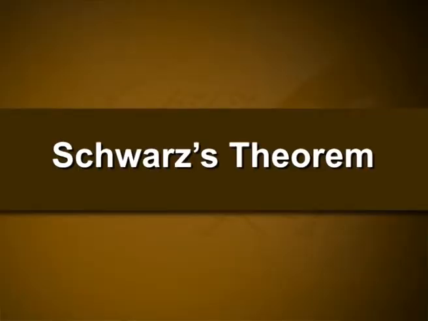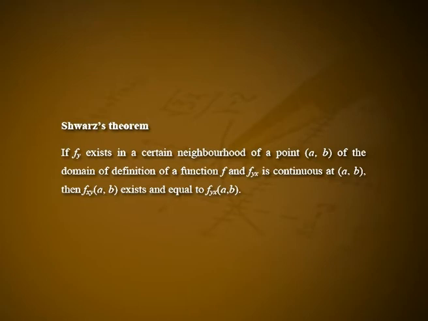An alternative set of conditions, which involves only the existence of one of the second order partial derivatives of f at (a, b), provided we assume also its continuity, is made in the following theorem. Shaw's theorem: If f_y exists in a certain neighborhood of a point (a, b) of the domain of definition of a function f and f_yx is continuous at (a, b), then f_xy at (a, b) exists and is equal to f_yx at (a, b).